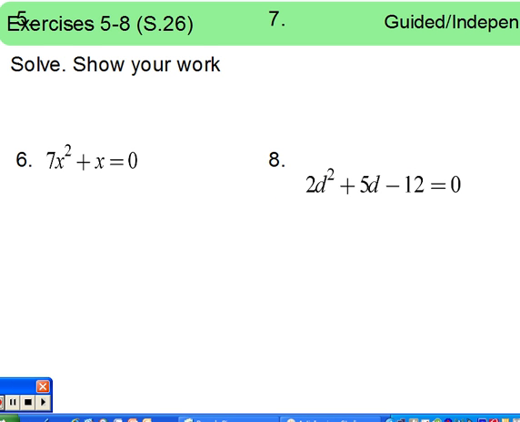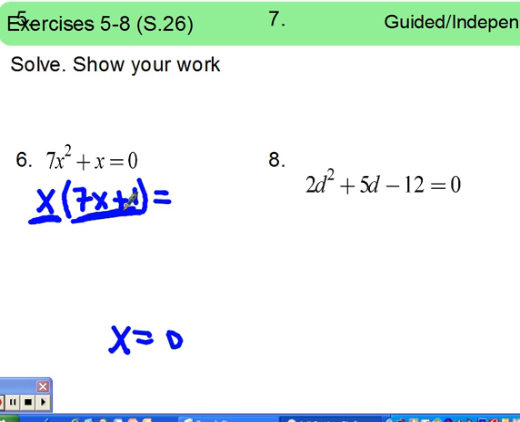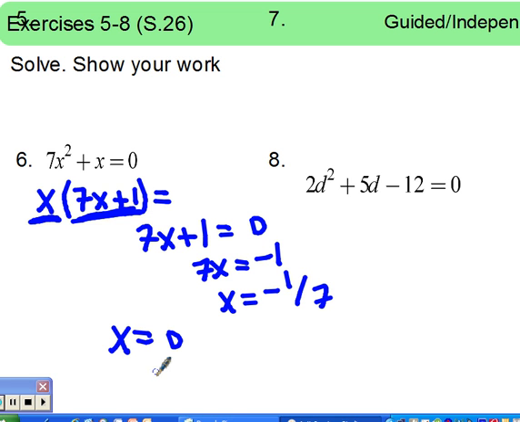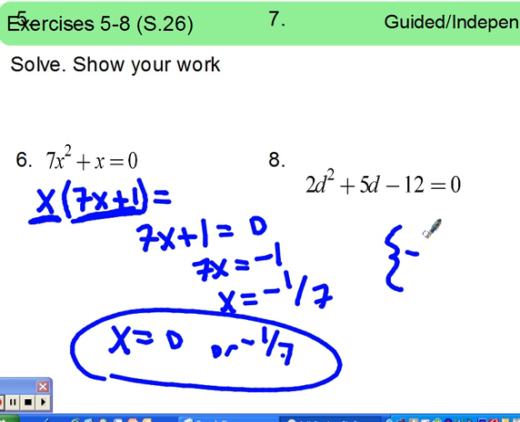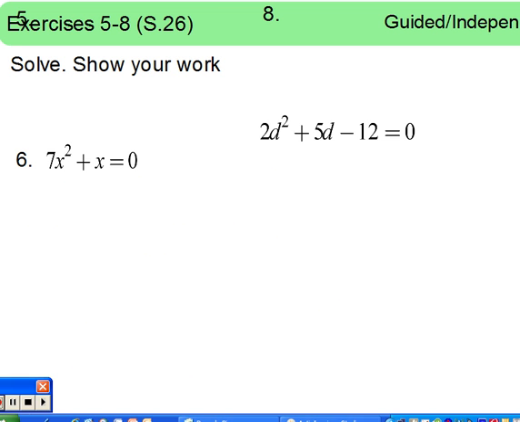Okay, for number 6, it is already equal to 0. So all I have to do is factor. I have a common factor of x. And I need to figure out when these are equal to 0. Well, this factor is equal to 0 when x is equal to 0. That was simple. Now, when is this equal to 0? You can figure it out in your head, or you can solve this equation: subtract 1 from both sides, and then divide both sides by 7. So my solution is x equals 0 or negative 1/7. So I can write my solution set as negative 1/7, 0. You can write it like this, x equals 0 or negative 1/7, or you can write it like this. Go ahead and try to do number 8.